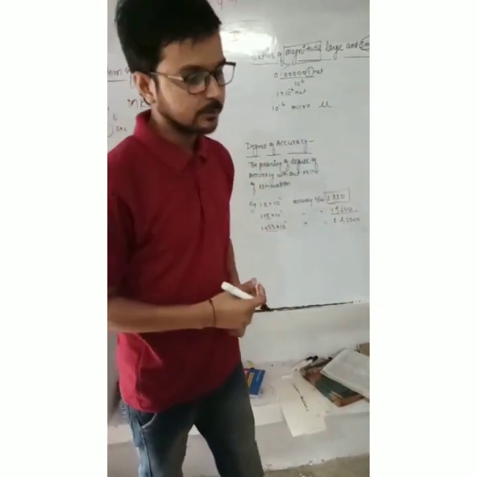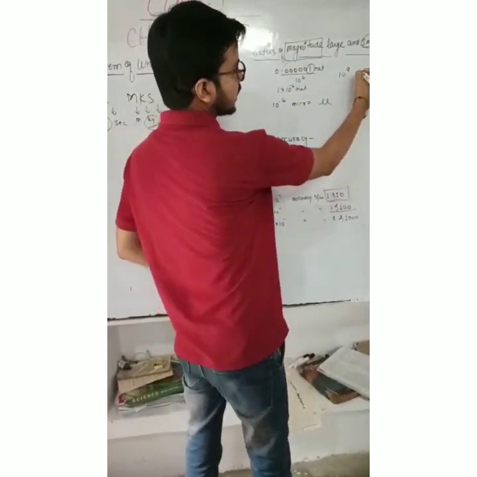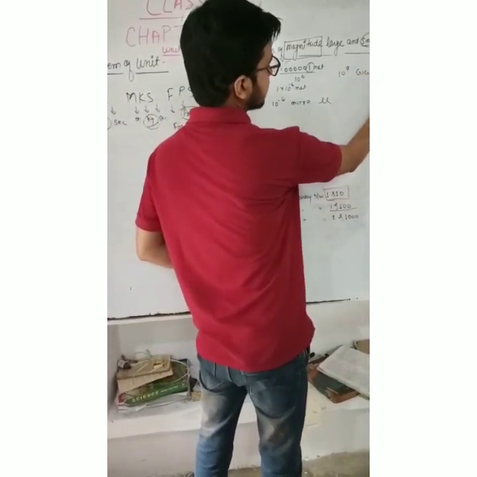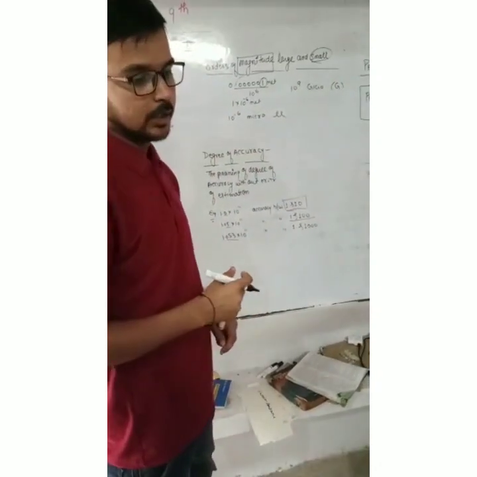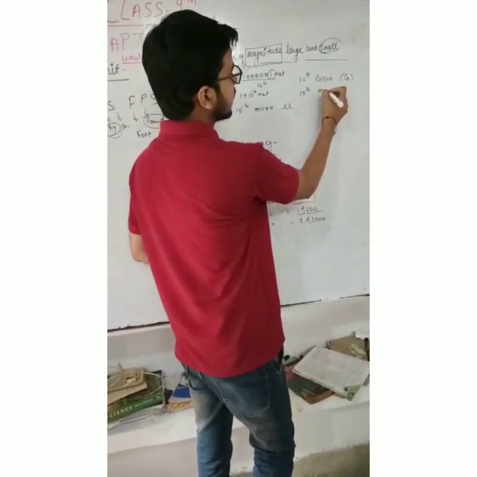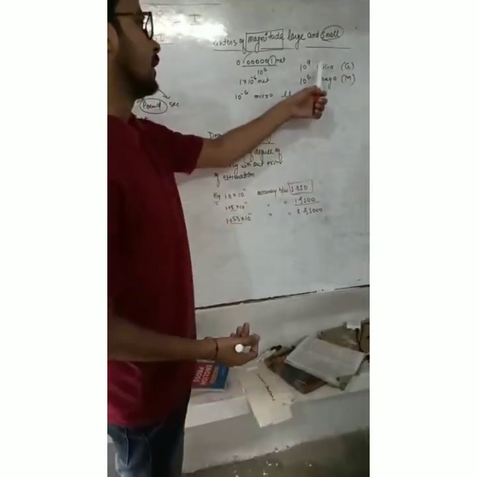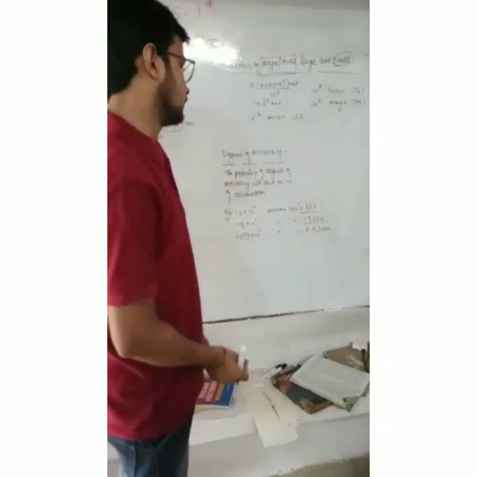Large numbers: suppose 10 to the power 9, that means giga. Giga is represented by capital G. And suppose 10 to the power 6, that means mega. Mega is represented by capital M. This is the highest or large order of magnitude.